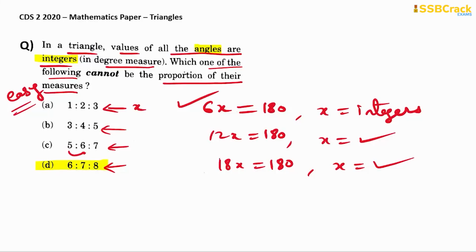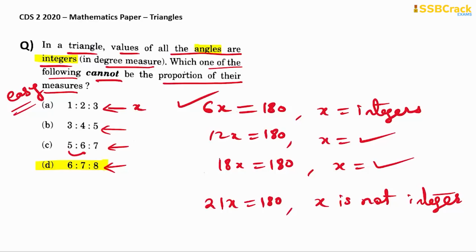But here you also check the addition: 6 plus 7, that is 13, plus 8, 21x equal to 180. Here you can see that this x is not an integer, and this is the only one not allowed, because all the angles were integers, right? So the proportion of measures which cannot be for a triangle is option D.